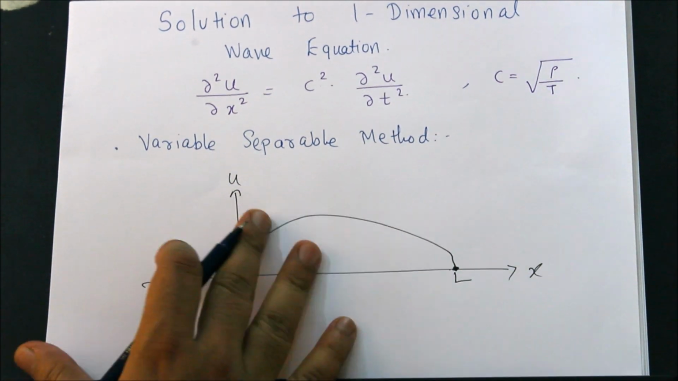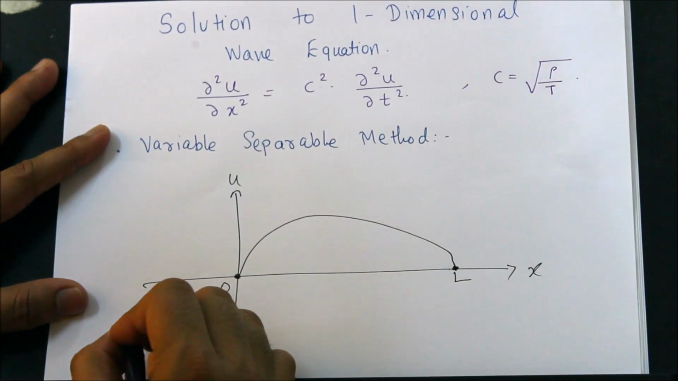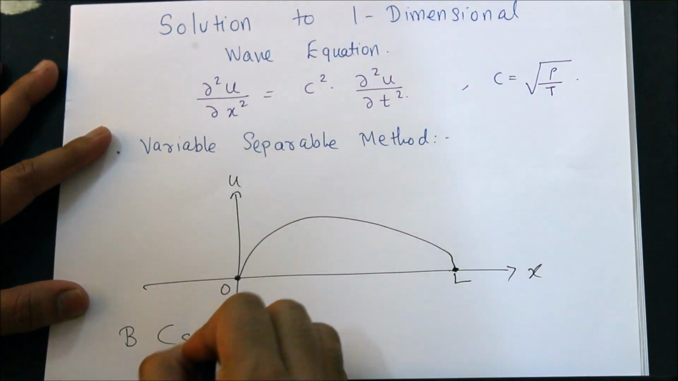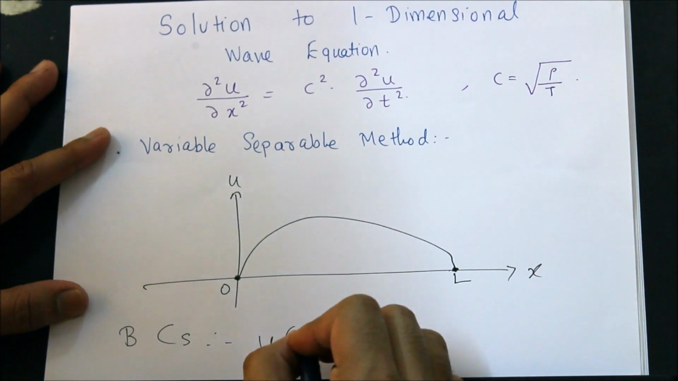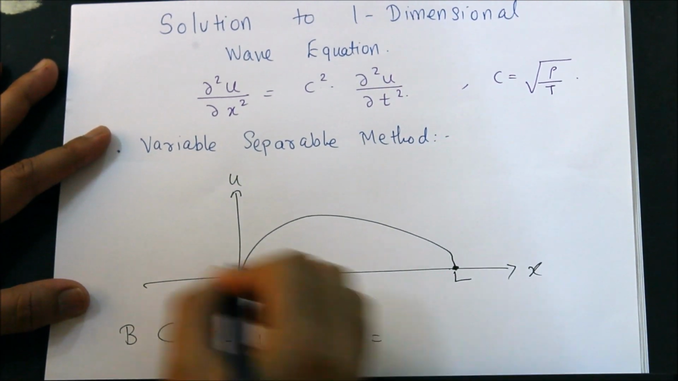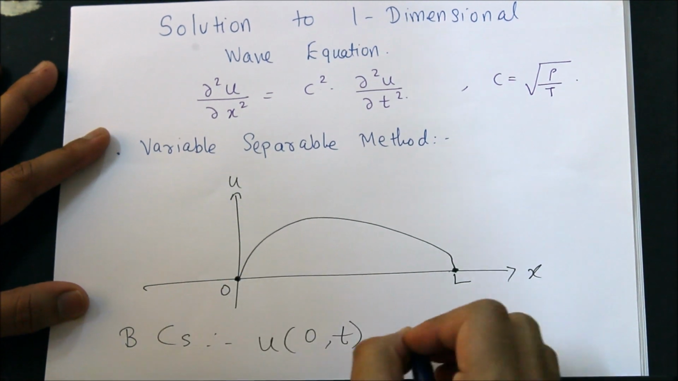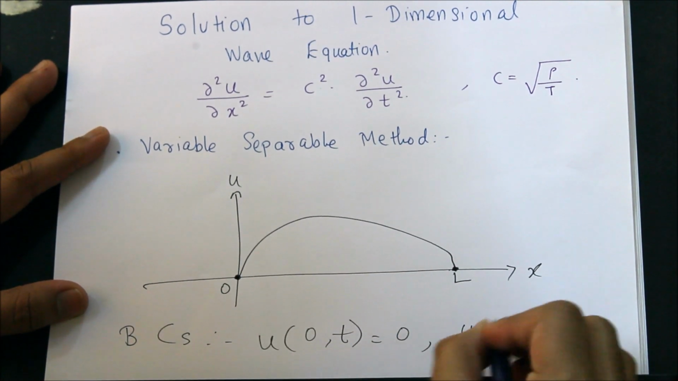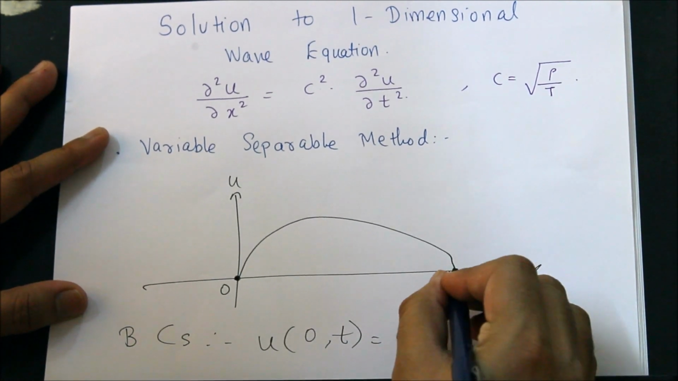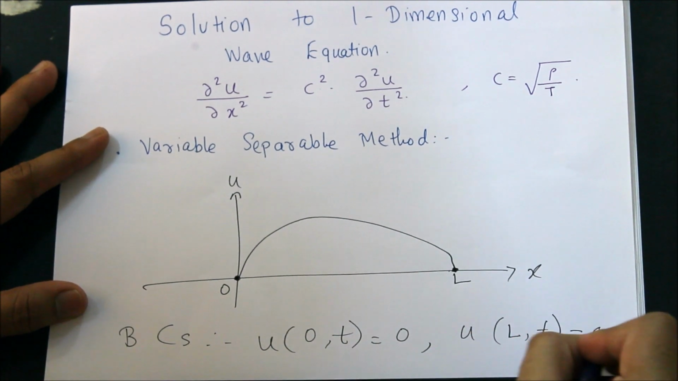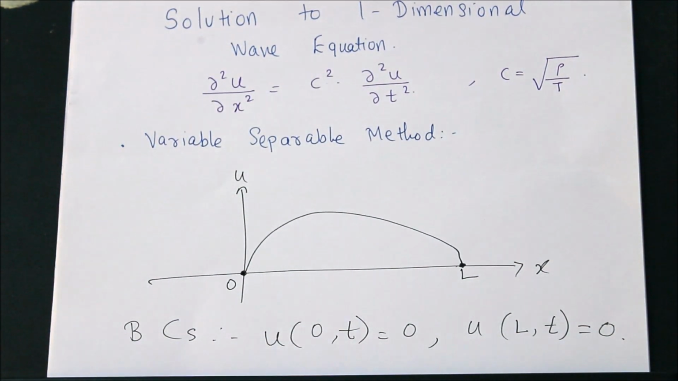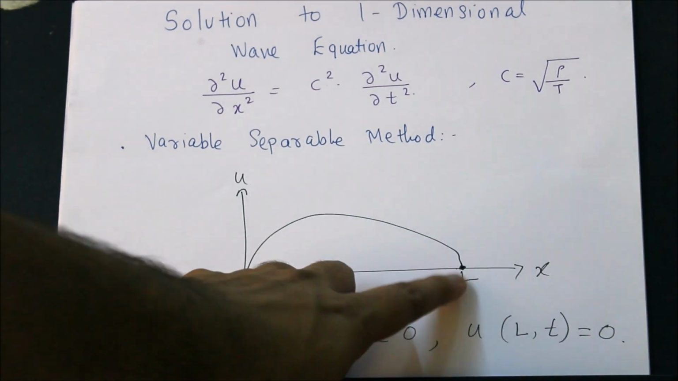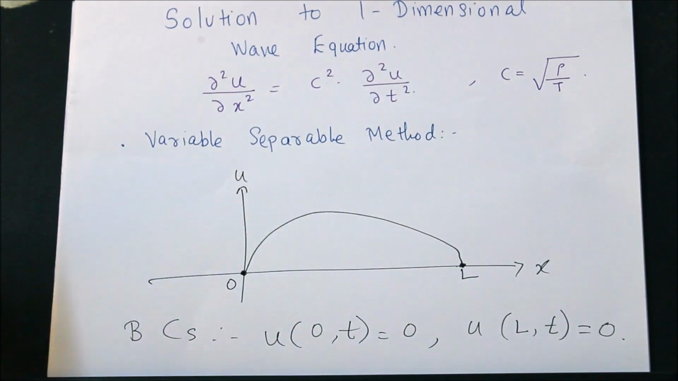That means my boundary conditions will be: u of 0 comma t, at any time t and at x equal to 0, my displacement is 0, and at any time t and at the distance L the displacement is also 0. That means at the start and at the end, at any given time, my displacement will be 0. That means this is always fixed. So these are my boundary conditions.